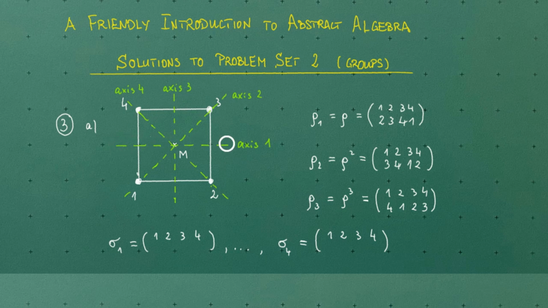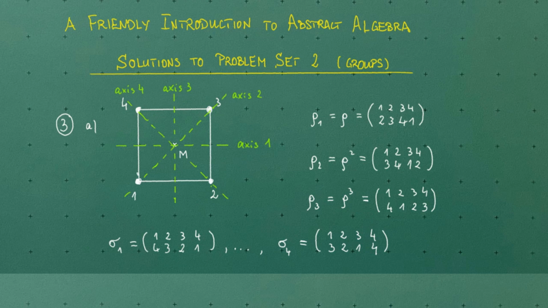Sigma 1 is reflecting the square about this axis, so 1 goes to 4, 2 goes to 3, 3 goes to 2, and 4 to 1. And then the same for all the other axes. We end up with sigma 4, which is reflecting about this axis here. And here 2 and 4 are fixed, and 1 and 3 get interchanged. So we have 4 reflections and 3 rotations.